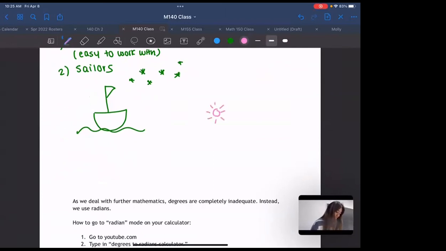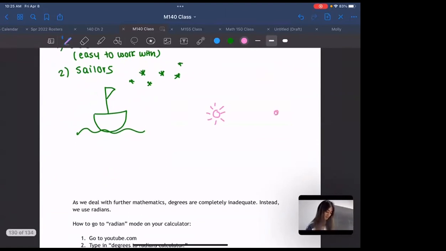Here's the sun, okay? And let me just draw a very bad drawing of the earth. So here's the sun and the earth. Let's just say it's night and you're a sailor out in the open sea. You're looking up at the stars. What side are you on of this picture? Are you going to be on the right side of the earth or the left side?